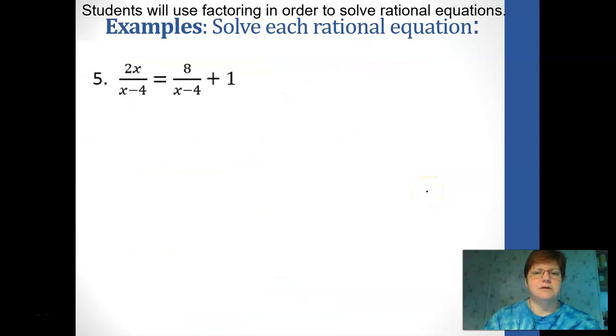All right, what's our common denominator? Good. What are our excluded values? Exactly. X cannot be positive 4. Because if x is positive 4, then that means we have zeros in our denominator. So what we're going to do is multiply everything by our common denominator, which somebody told me.